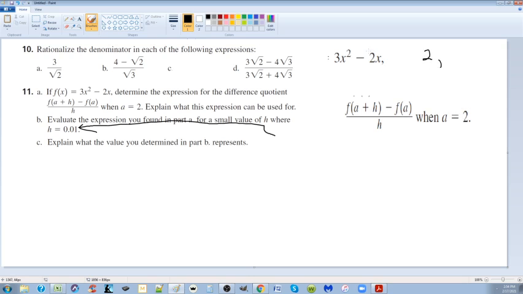When x is 2, this becomes 412 minus 6, which is 6. So 6. And now we're going to solve it. So we're going to rewrite it. It's all over h minus 6, which is this. But instead of a plus h, we're now going to do 2 plus h, because we're making a 2. And wherever you see 2 plus x, I put 2 plus h.